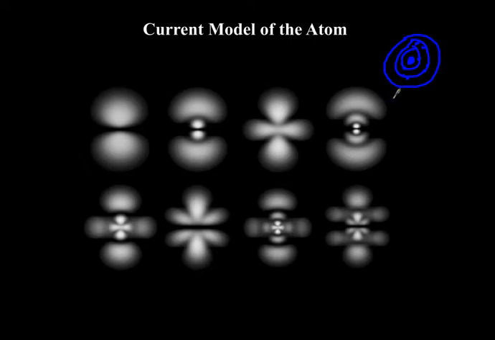Today, we still agree that electrons live in energy levels. However, they don't make these perfect circles. They really don't behave like a solar system at all. So what these images show is what the orbitals really look like. So rather than perfect circles, you get these funky shapes.